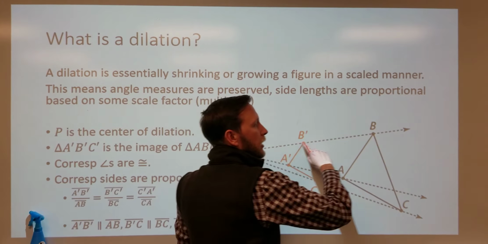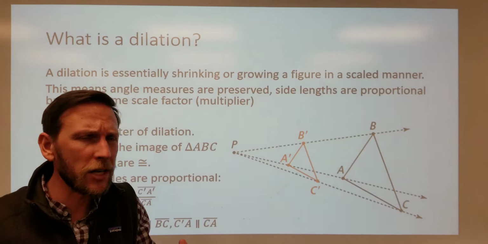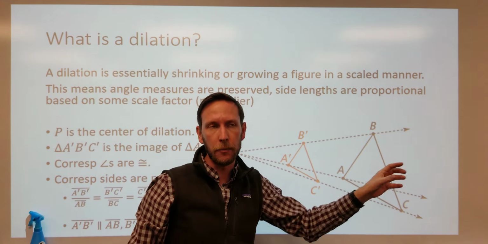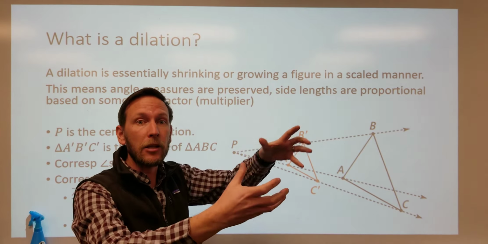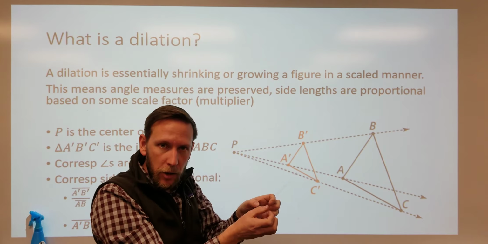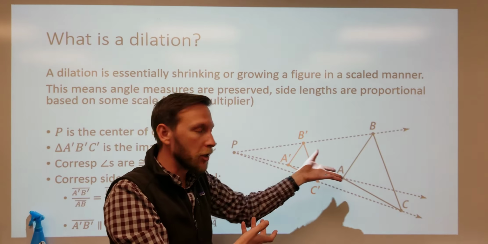So we want to connect these with rays, and those rays extend infinitely, but depending on the situation, you will either stop drawing the ray at the vertices or you will continue on. You would continue on if you're doing an enlargement where you're making the picture bigger. You can stop at the vertices if you're shrinking it down, if you are doing a reduction and making the image smaller than the original.